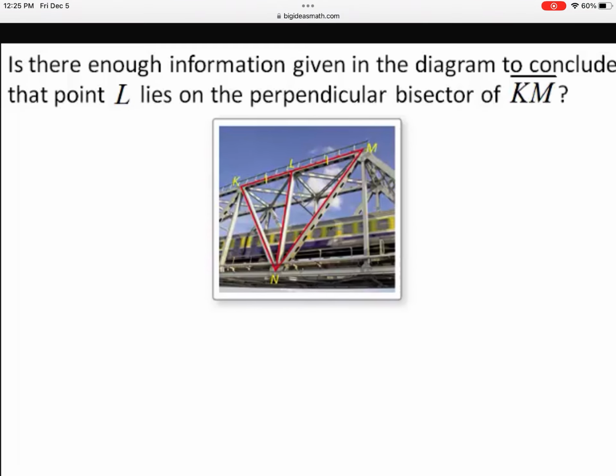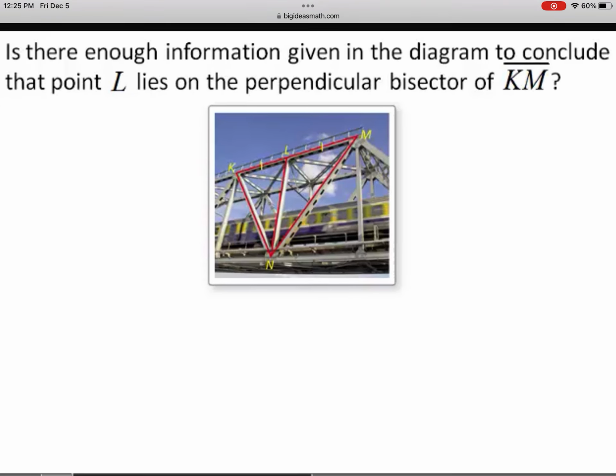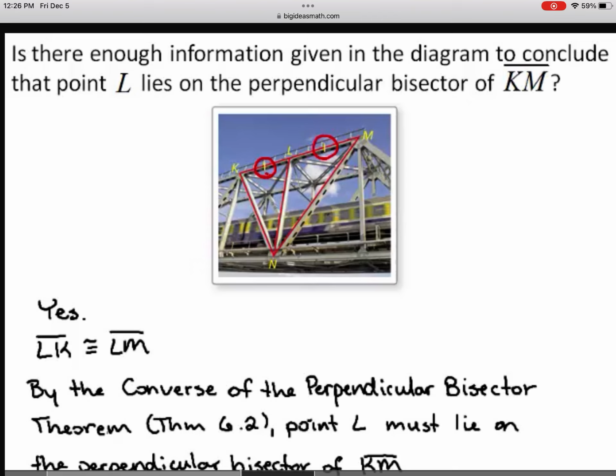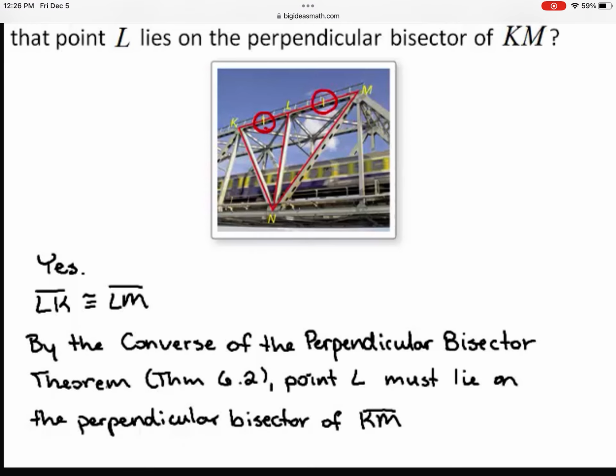Is there enough information given in the diagram to conclude that point L lies on the perpendicular bisector of line segment KM? Yes, there is enough information. Looking at the diagram, you are given that line segment LK is congruent to line segment LM. So because point L is equidistant from the endpoints of the line segment KM, you can use the converse of the perpendicular bisector theorem. So by the converse of the perpendicular bisector theorem, point L must lie on the perpendicular bisector of line segment KM.